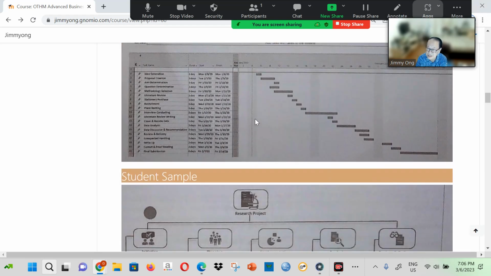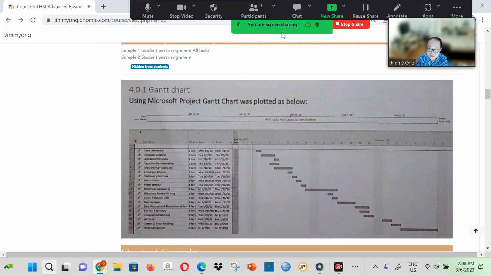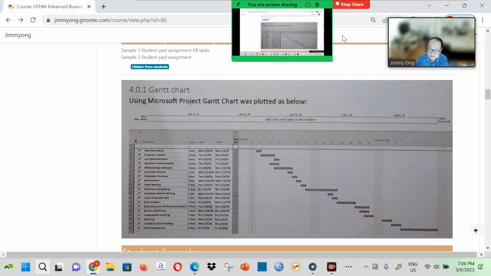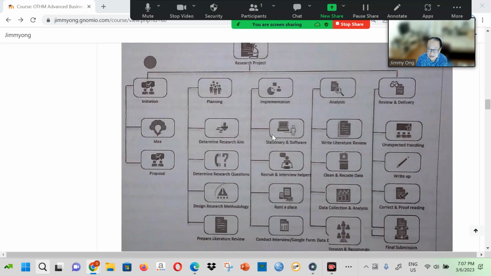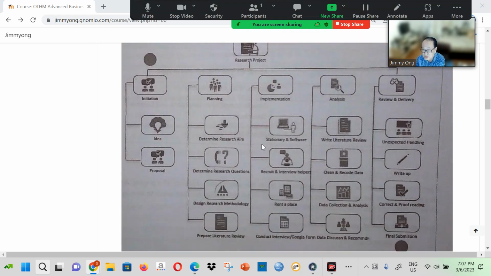So anyway, this is the Gantt chart. Okay, and this is a work breakdown task, right? Of course you don't have to do so many things like that. This is the one I help my student using visual.